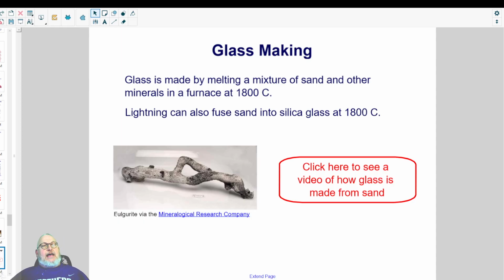Glass is another form of solid. It's made by melting sand and other minerals at a very hot temperature, about 1800 degrees C. Even lightning, if it strikes sand, can make glass. So they can be pretty hot.